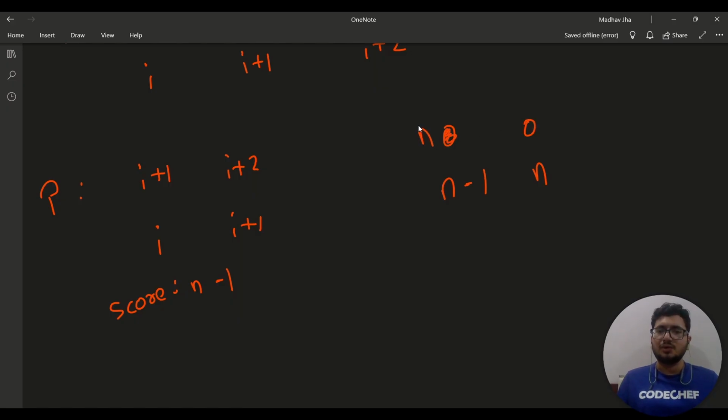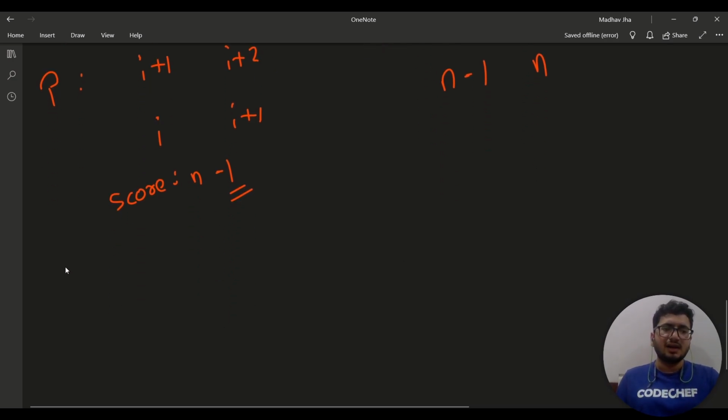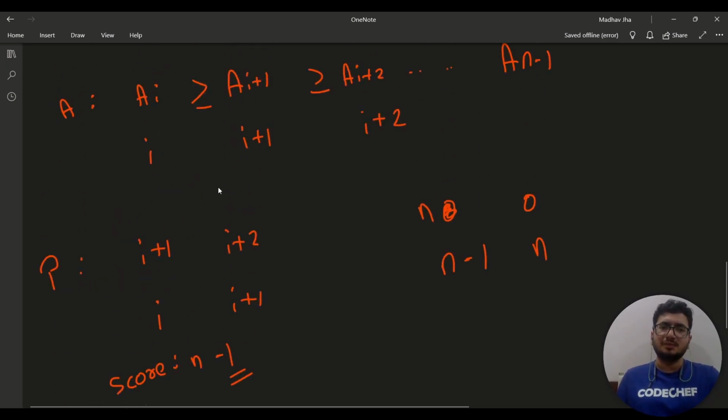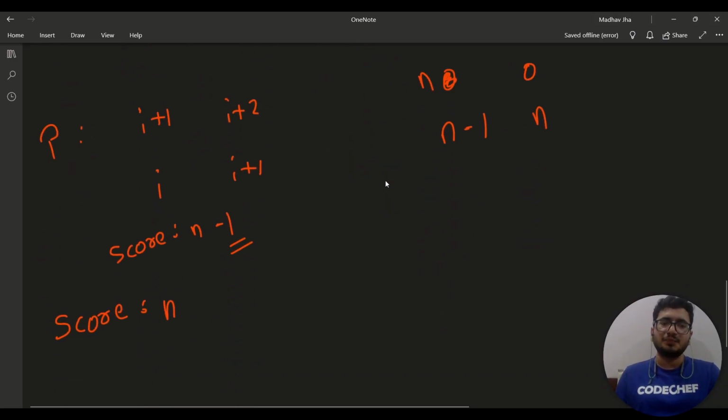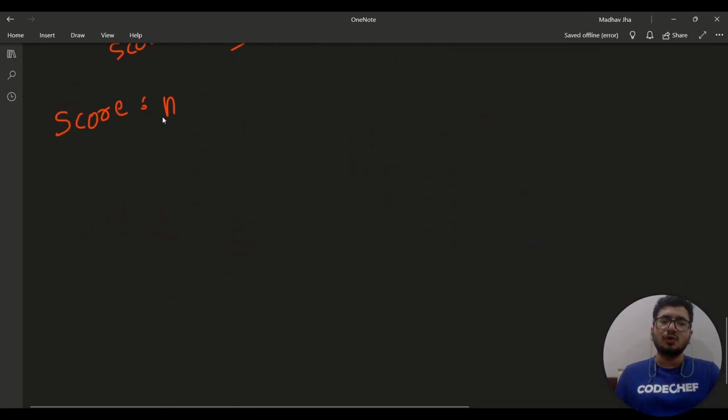N minus 1 we point to n, and for n we are simply pointing back to 0. This gives us a score of n minus 1. Now the question arises, can we ever score n? We have established that n minus 1 is always possible. We simply sort this in decreasing order, and we form a cyclic permutation of the sorted indices that we get. When is it possible to get a score of n?